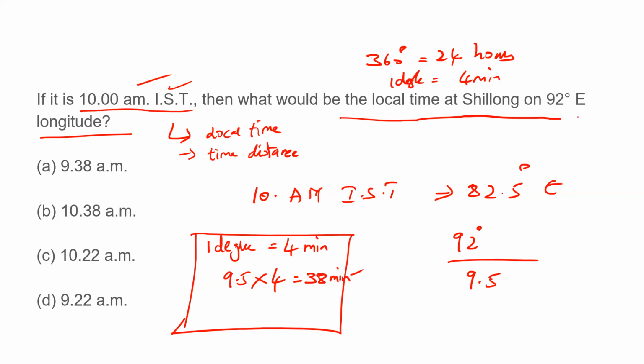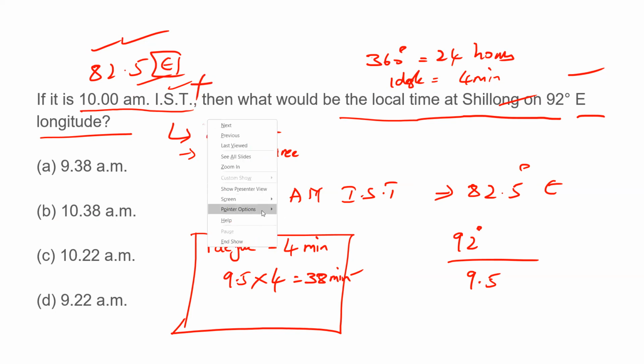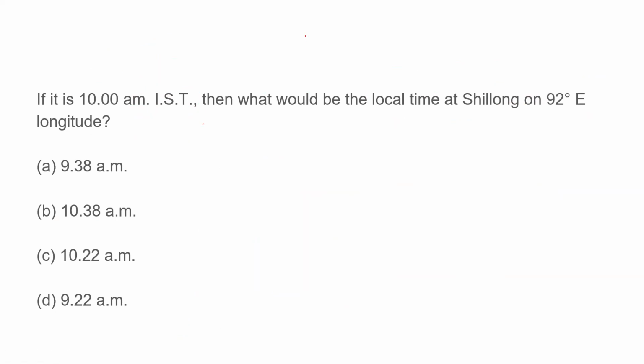Now you see, it is on the east side, and this is Indian Standard Time at 82.5 degrees east longitude. Where will the sun rise first, 82.5 or 92.5? 92.5 is more east, and when it is more east, they get sunrise first. So Shillong has received sunlight first, and technically they are ahead. Remember, anytime it is the eastern side, you have to add. So 10 plus 38 minutes, 10:38 a.m. This is the answer.